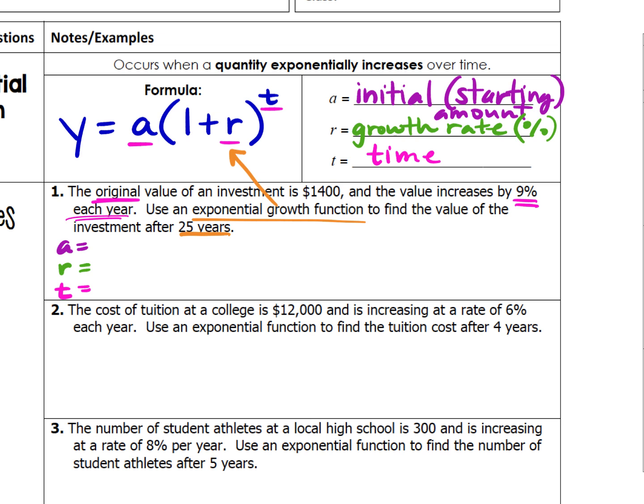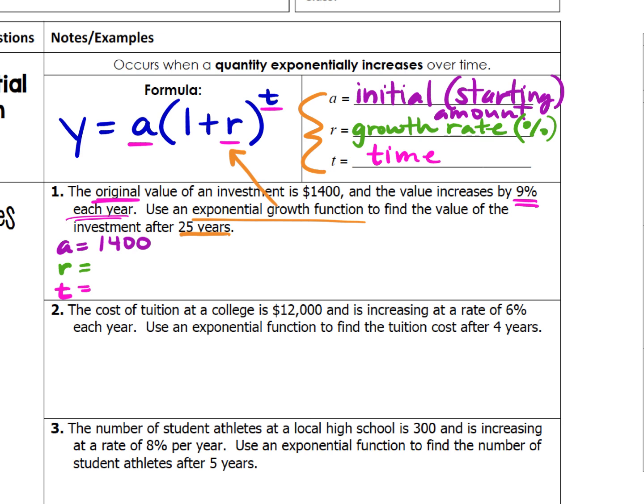So just reading through that problem and knowing what these three things stand for, can you tell me what A should be? $1,400, okay? Your initial amount, what you started with, is $1,400.